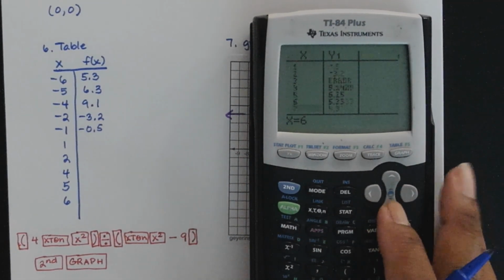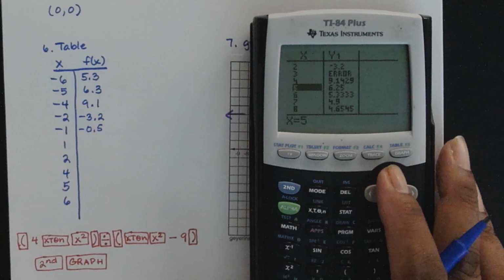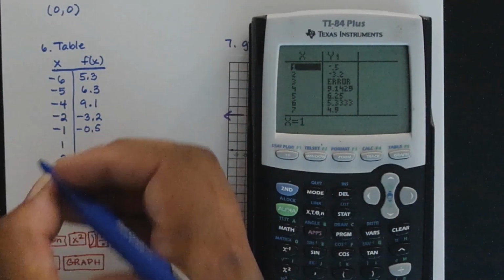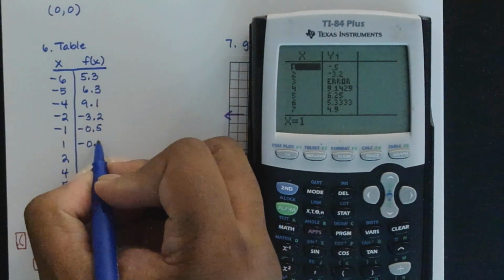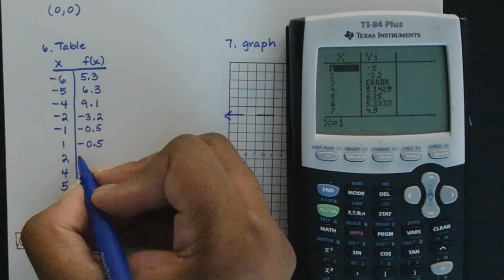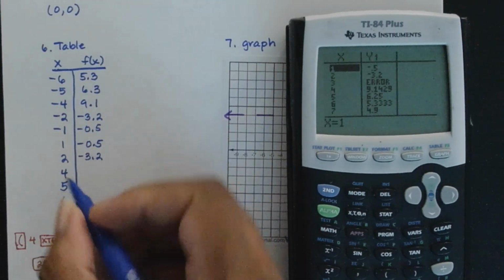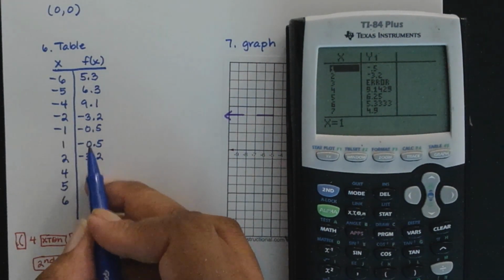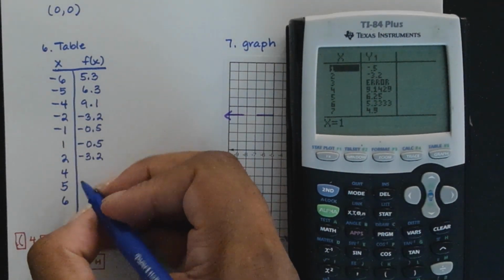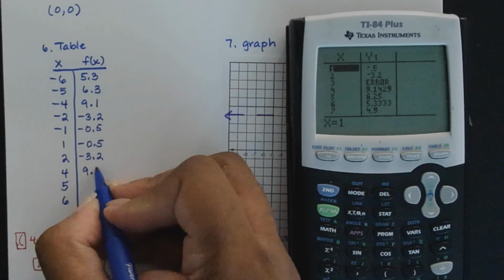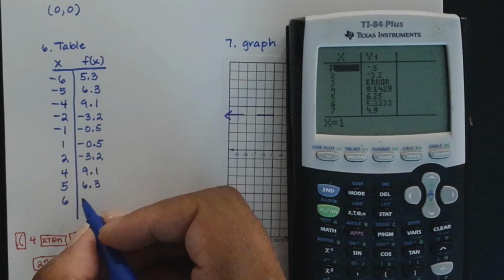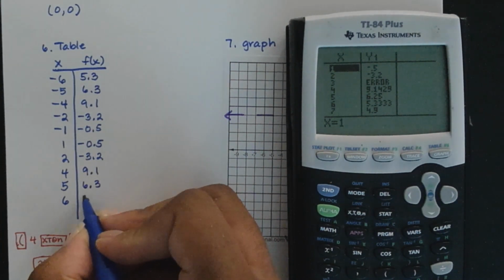So if you use your down arrow key to get to the x values that you want, for 1, that's negative 0.5. And then for x equals 2, that will be negative 3.2. So you can see at negative 1 and positive 1, you're going to get the same f of x values. For negative 2 and positive 2, the same f of x values. So for 4, 9.1, for 5, 6.3, and for 6, 5.3.